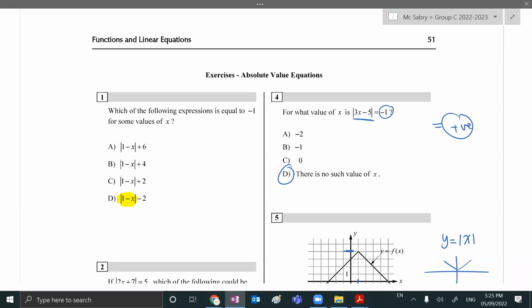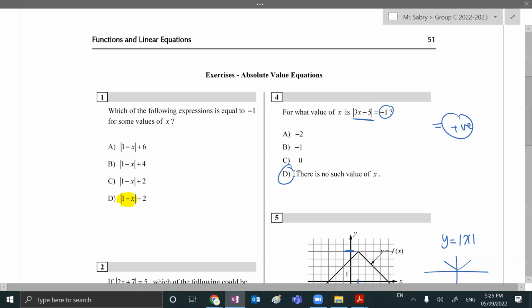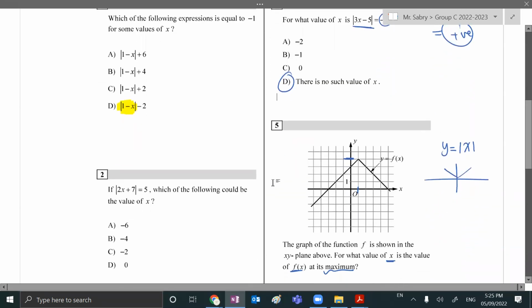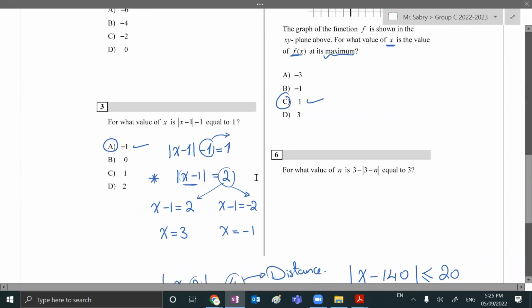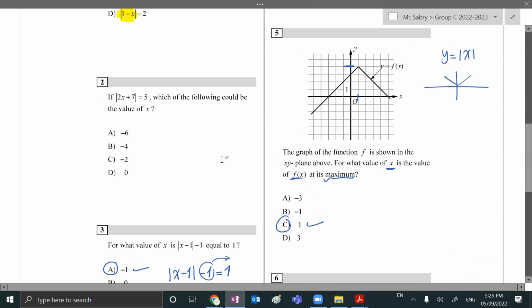The one we solved before, it was positive. Exactly. It was equal to 1. Now check, for example, number 2, it would work normally because it's equal to 5. That would just work.